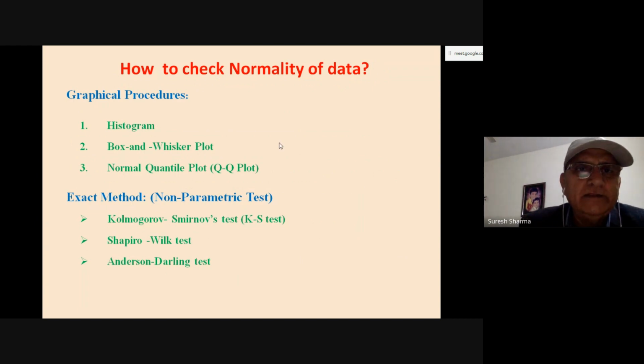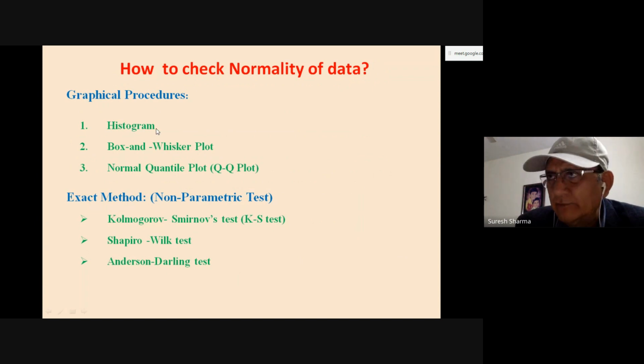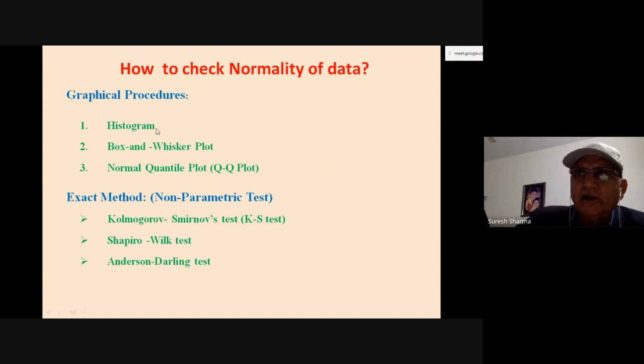I'll apply this. We'll plot the histogram today. And if the shape of the histogram is almost symmetrical, you will say data is coming from a normal distribution. Another is the box plot. Today I will show you how to draw this box plot to check the normality of the data. There is a median. And if the median is right there in the center, then data is coming from a normal distribution.